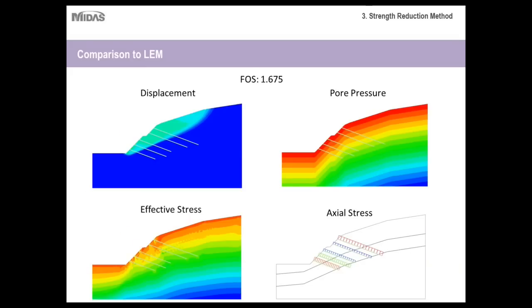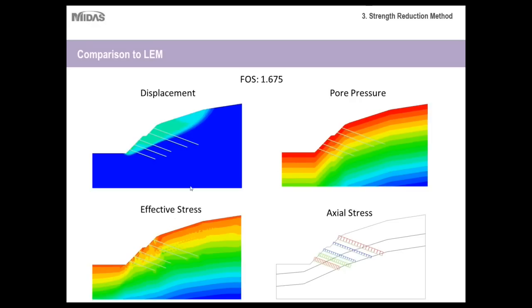Okay, but with the strength reduction method, aside from just the factor of safety, there are other results to be taken into account as well. So the factor of safety for this project was about a 1.675. But in addition to that, they'd also calculated the displacement, so this is how the slope would deform. Also the pore pressures, so as you can see, as you go further and further near the surface, the pore pressure is higher.